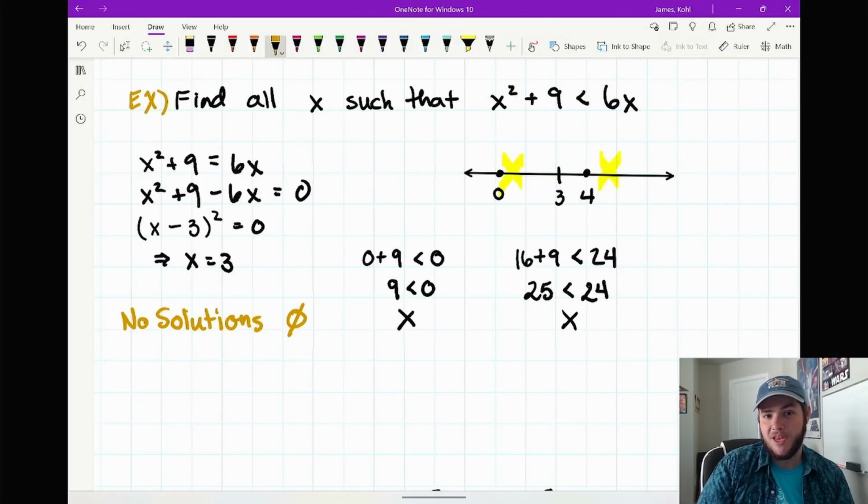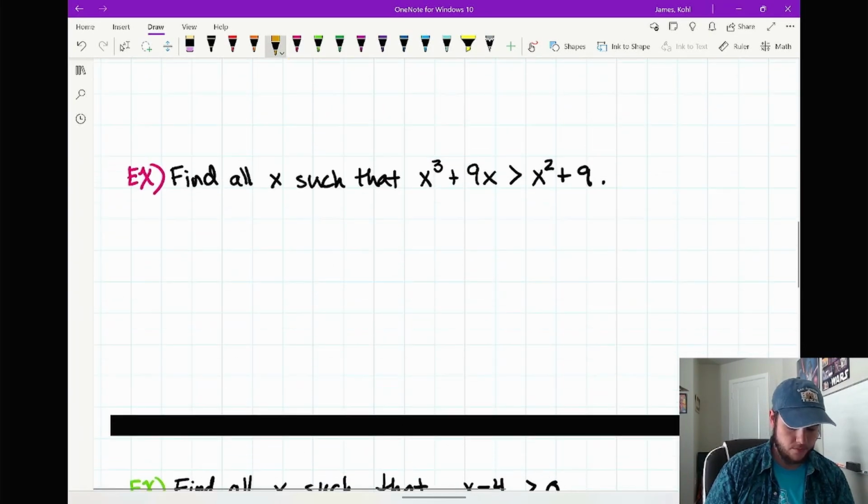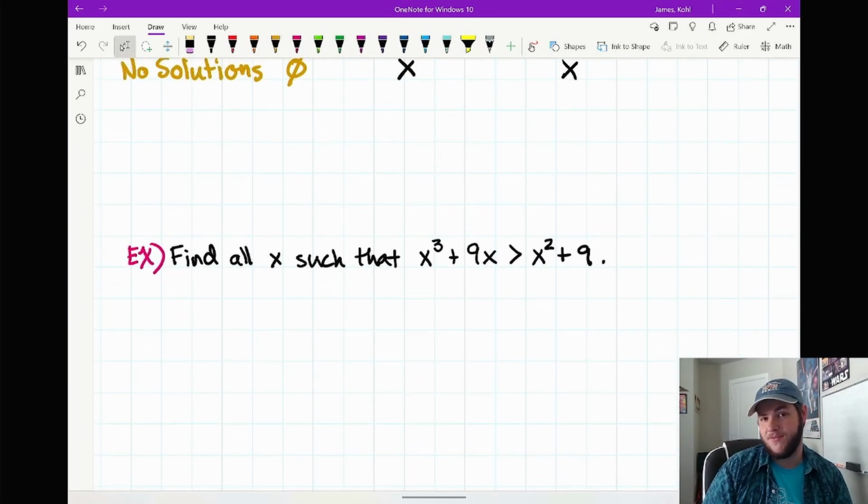For this problem, it actually turns out that there are no solutions. Remember, it can only change sign on either side of 3, so if I check a point on both sides, I get that it doesn't work in either case. Let's try one more. Go ahead and pause the video here to see if you can tackle this problem on your own.